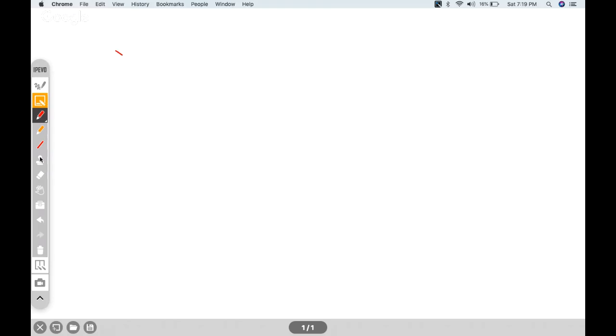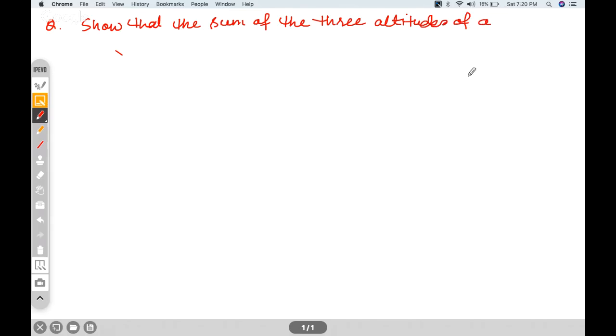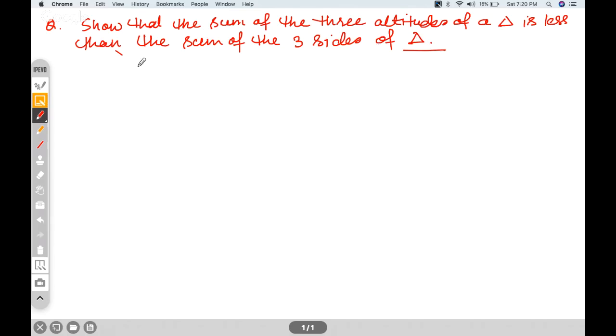Question is, show that the sum of the three altitudes of a triangle is less than the sum of the three sides of a triangle. Just prove it.